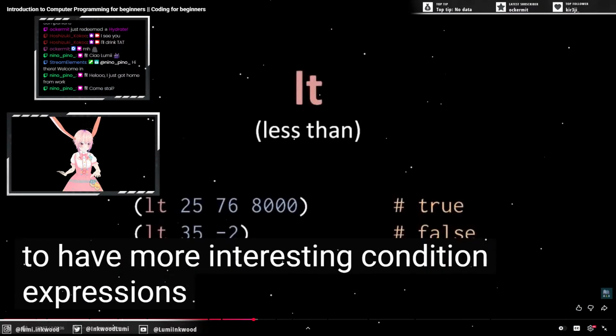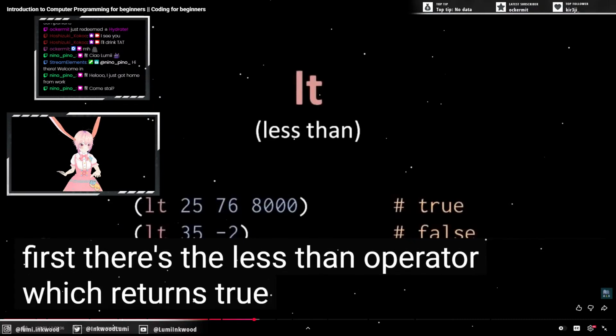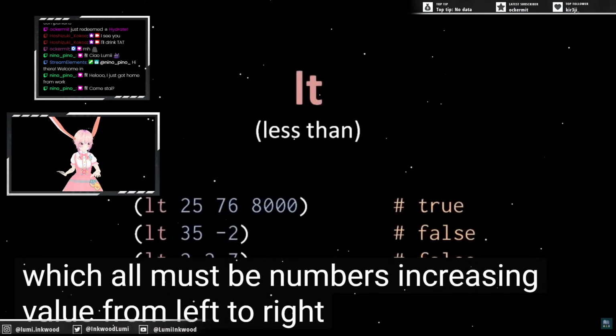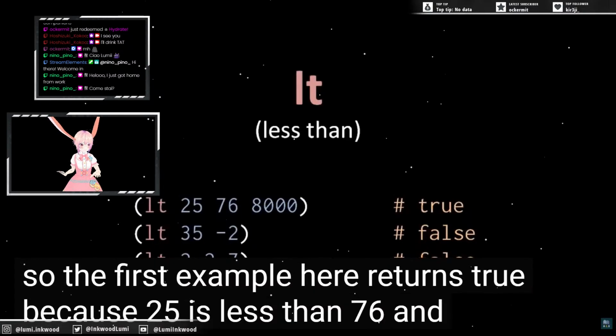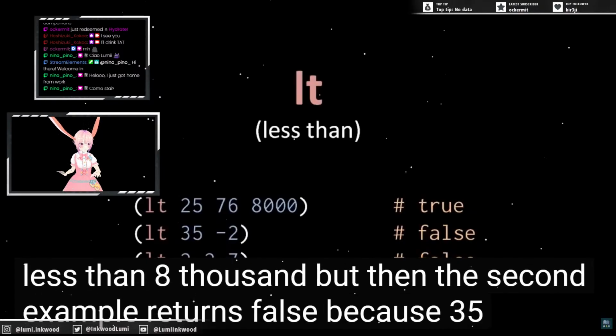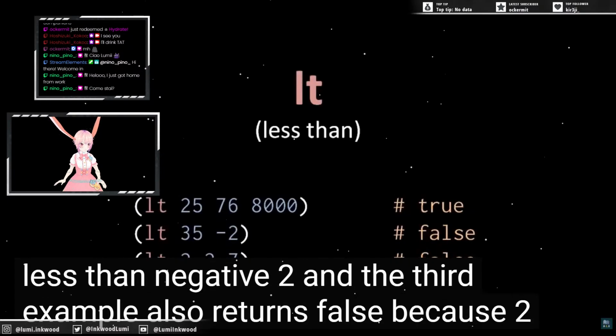To have more interesting condition expressions, we need a few more operators. First, there's the less than operator, which returns true when its operands, which all must be numbers, increase in value from left to right. So the first example here returns true because 25 is less than 76, and 76 is less than 8,000. But then the second example returns false because 35 is not less than -2, and the third example also returns false because 2 is not less than 2.